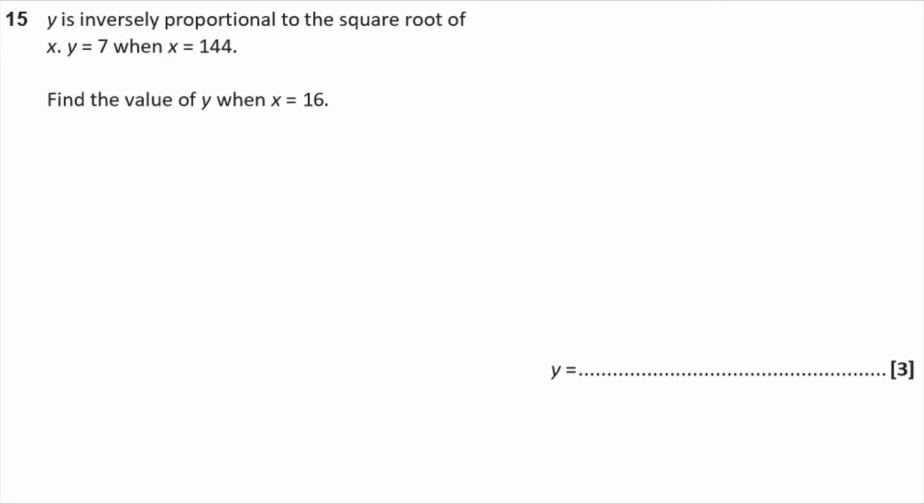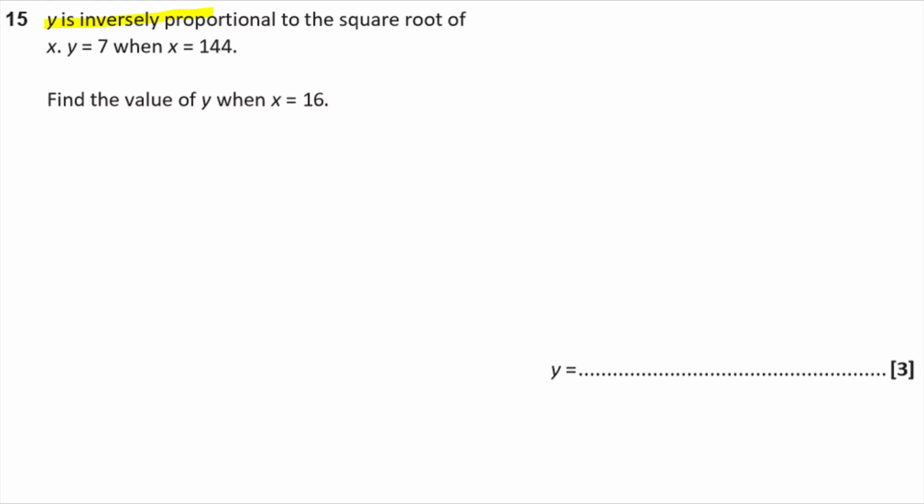Question 15. Y is inversely proportional to the square root of x. Y is 7 when x is 144. Find the value of y when x is equal to 16. Now, these proportionality questions are always given to you in 3 parts, and you need to work on each part in turn to get to the solution.